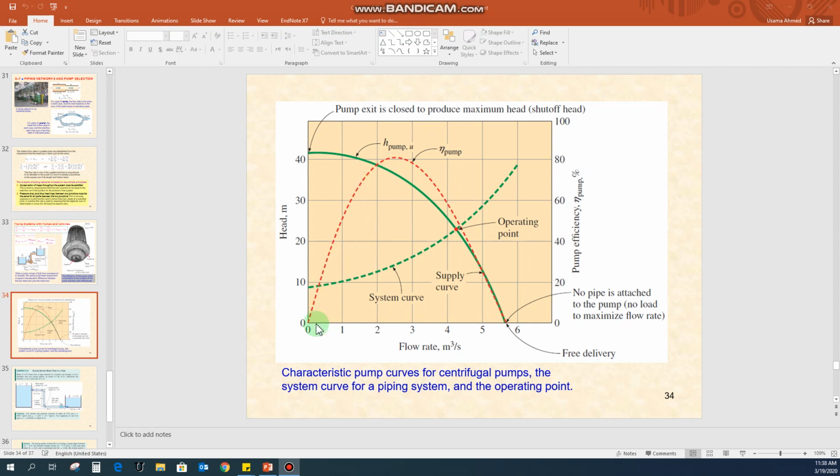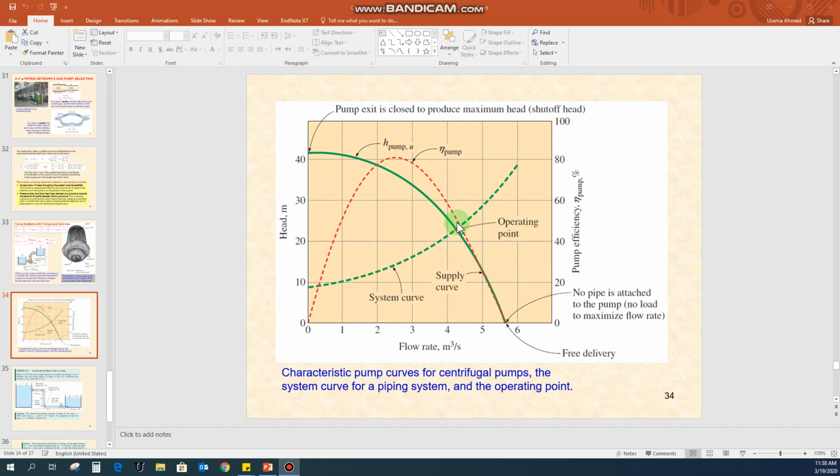Okay, so it depends on the requirement of where you want to install the pump, and that requirement can be provided by a system curve. So the system curve represents the line for the requirement of the pump. For example, in industry you are supposed to get a head of 20 meter and the volumetric flow rate should be 4.2 meter cube per second. Then you have to operate the pump at this point, which represents the operating point.